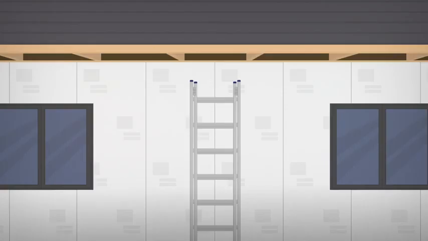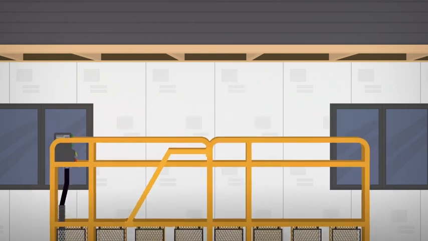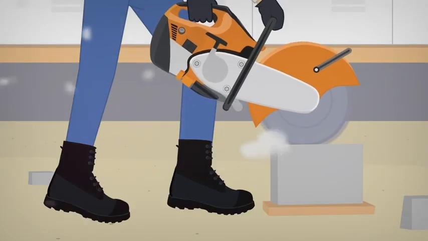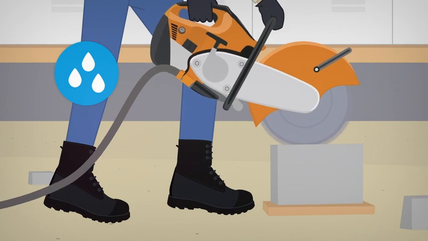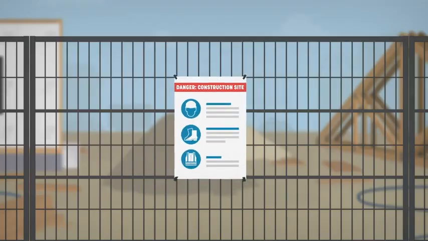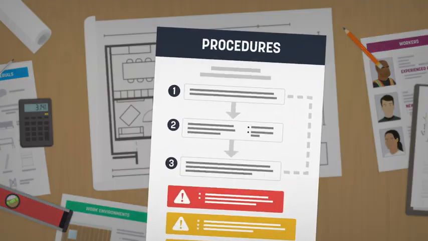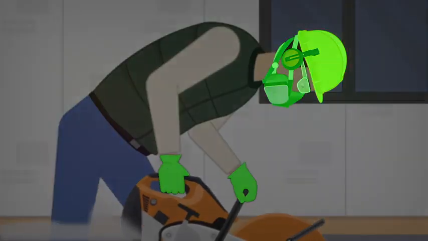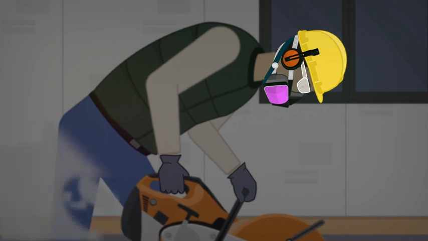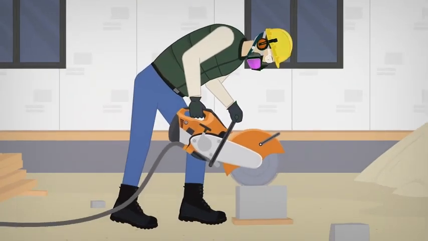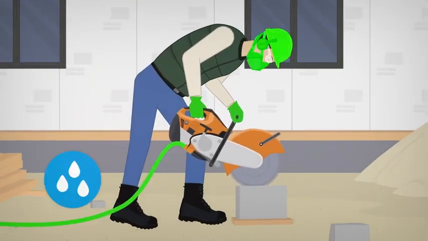There are many solutions to choose from. You can substitute materials or equipment, implement engineering controls, increase awareness, introduce administrative controls, or provide personal protective equipment. It's often necessary to combine several solutions in order to ensure effective results.